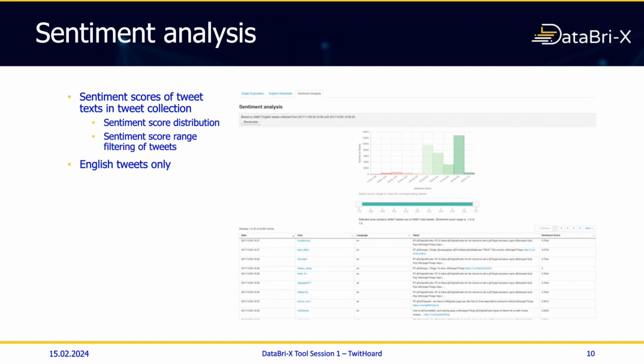And the last capability of Twit Hoard is sentiment analysis on tweet text, where tweet text is given a score from the most negative to the most positive. The distribution of the sentiment score is presented in a chart, and the user is also given the ability to filter the tweets and present only the tweets that fall within a specific sentiment score range. This is available for English tweets only.